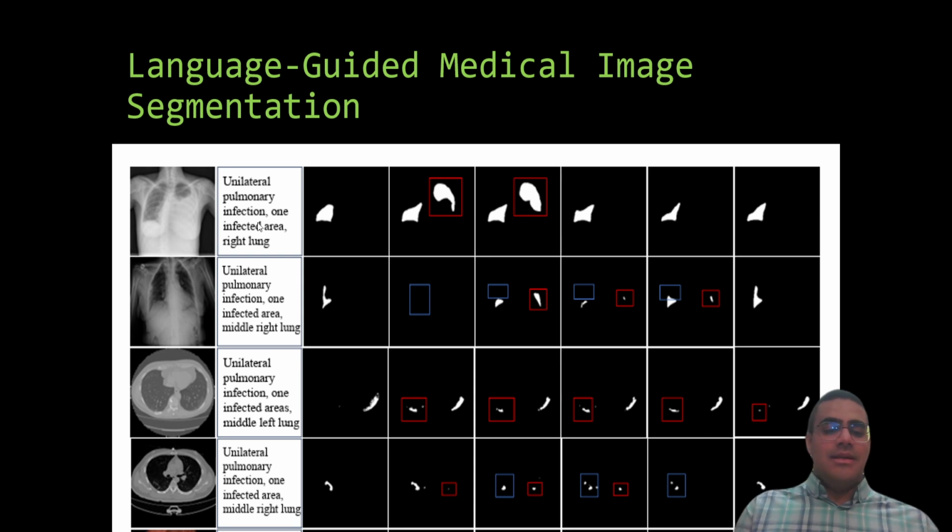For example, in this chest X-ray, the user mentioned that he wants the right lung and the unilateral pulmonary infection, and the model was successfully able to segment only the right lung for the user.